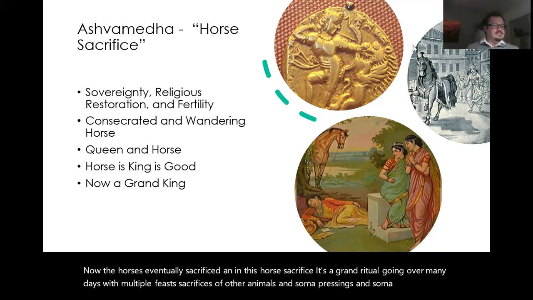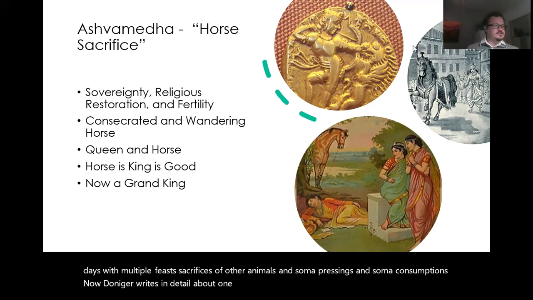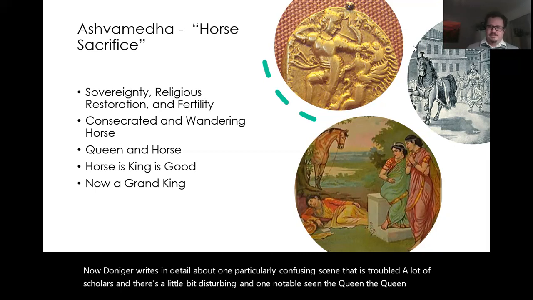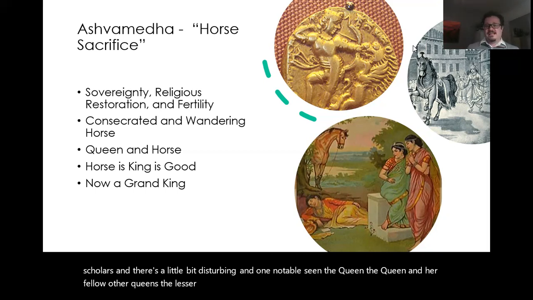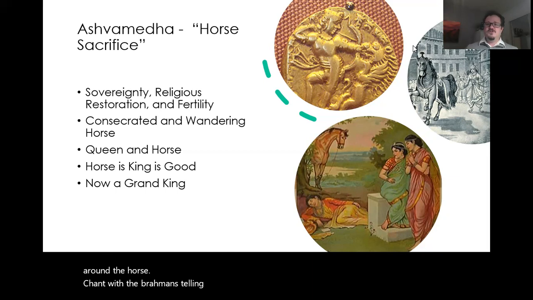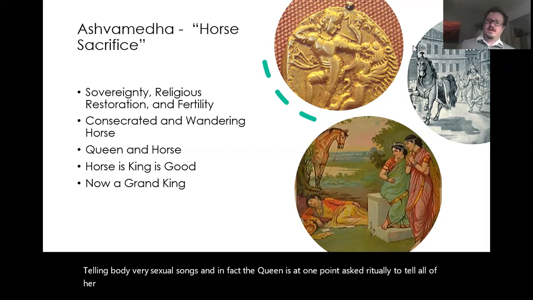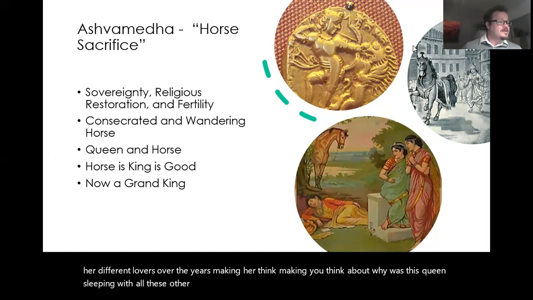Now, Doniger writes in detail about one particularly confusing scene that has troubled a lot of scholars and is a little bit disturbing. In one notable scene, the queen and the lesser queens come forward and dance around the horse and chant with the Brahmins, telling bawdy, very sexual songs. In fact, the queen is at one point asked ritually to tell all of her different lovers over the years, making you think, wait a minute, why was this queen sleeping with all these other people? Hey, this is the ritual. So it makes us think a little bit about what the status of the queen was.